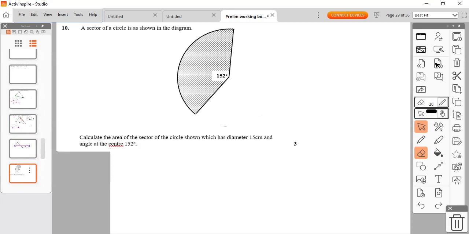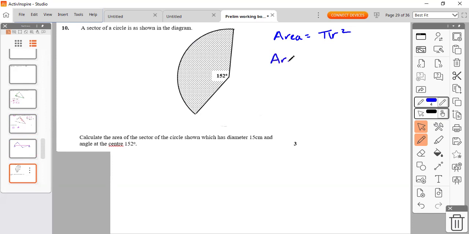All right, sector of a circle shown in the diagram, calculate the area of the sector. Diameter 15, angle at centre 152. Okay, so it's a straightforward sector question, where we take a proportion of a full circle. So the area of a full circle is pi r squared, but we're only taking a proportion of that. We're only taking a percentage of the full circle.